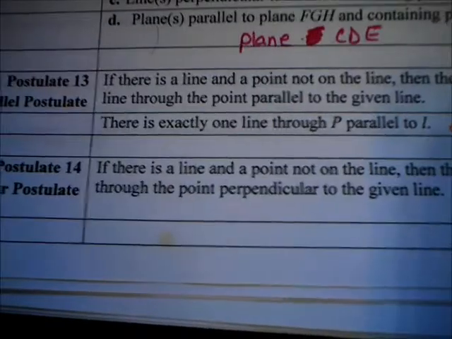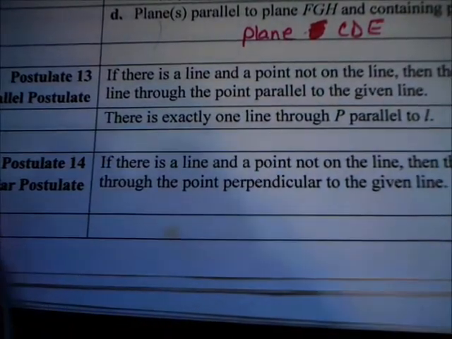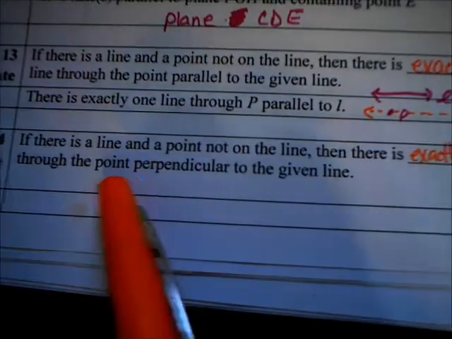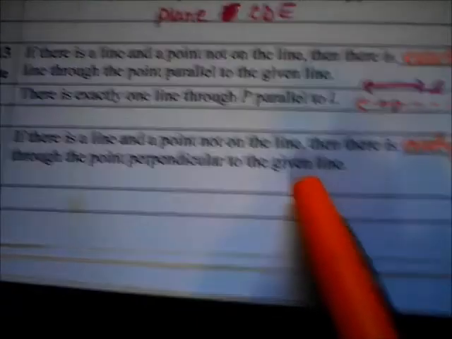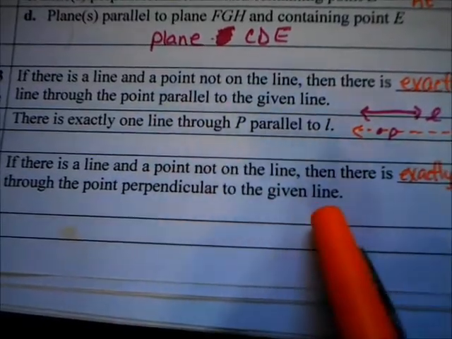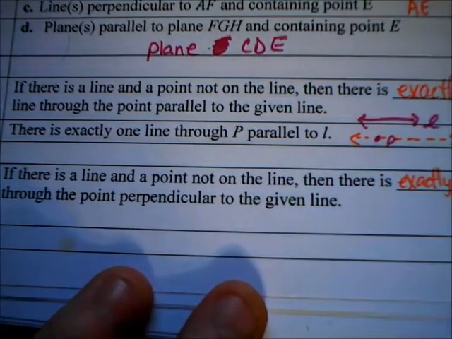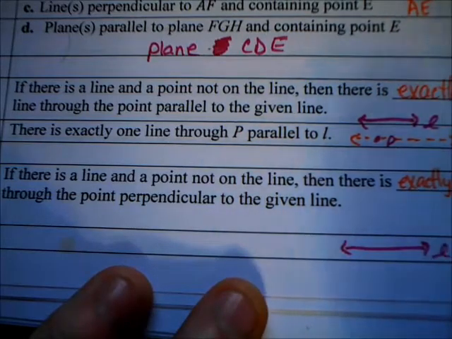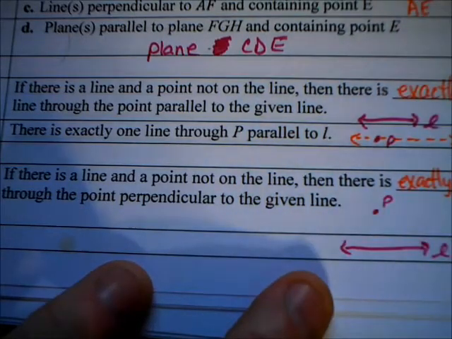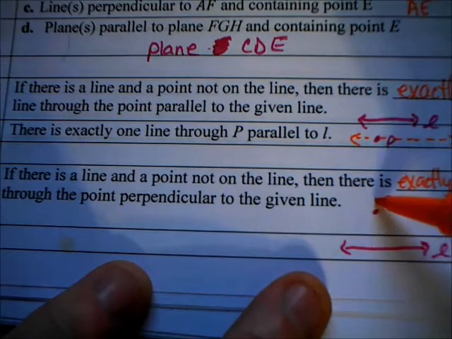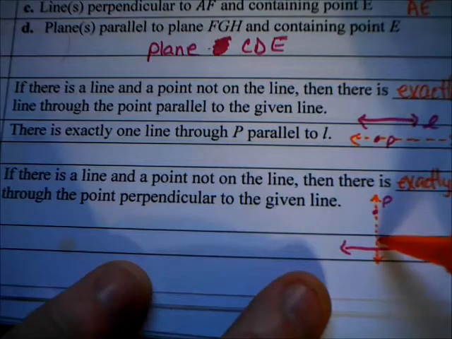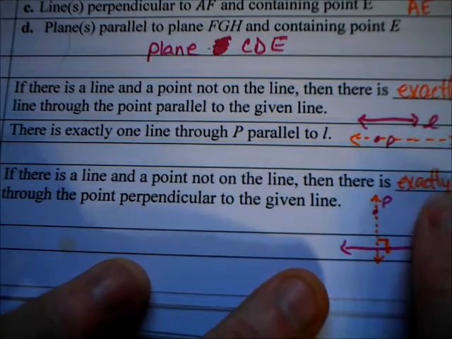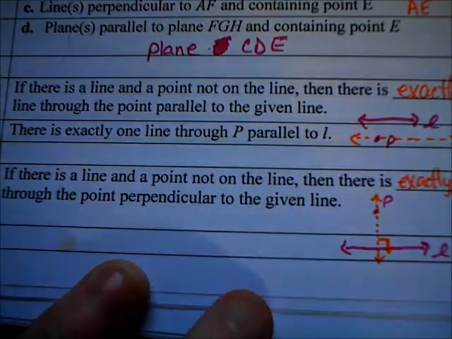Okay. Postulate 14 is the perpendicular postulate. So if there's a line and a point on the line, there is exactly one line through that point perpendicular to the given line. So for this picture, basically you have a line, say line L, and a point up here, P, and they're saying that we can construct a line that will go through L and through P that will be perpendicular, and there is only one line that will actually do that.